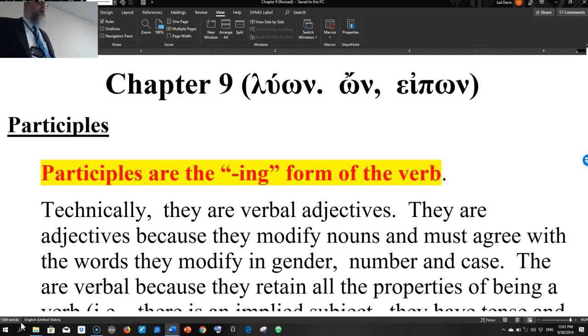So we're looking today at participles. And the easiest way to think of a participle is to think of it as the -ing form of the verb. So if paint is your verb, what would the participle be? Painting. Do you realize, however, that painting is actually a verbal adjective?